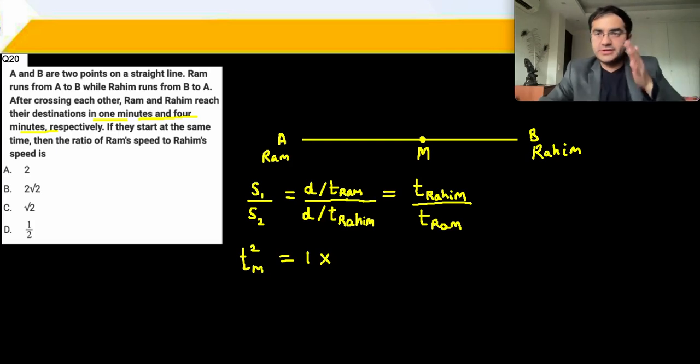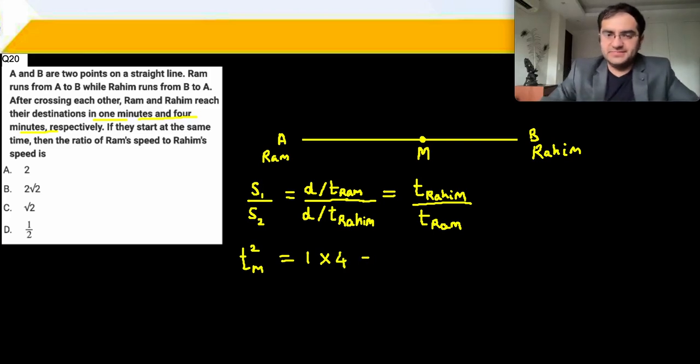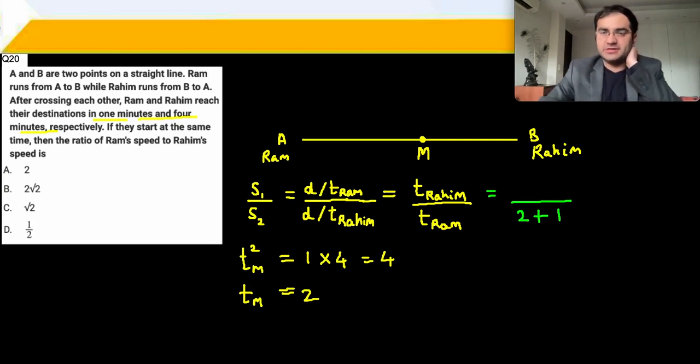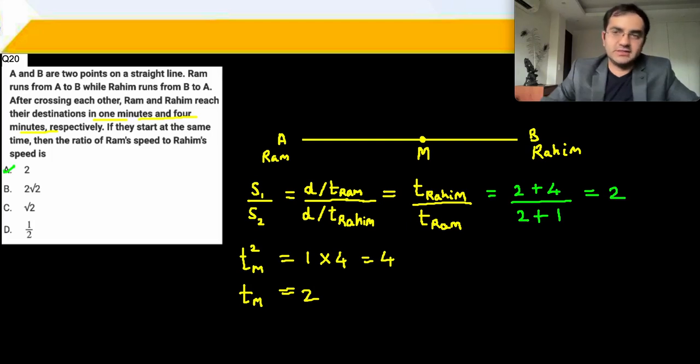What are T1 T2? T1 T2 is time taken after meeting. After meeting, they took 1 minute and 4 minutes respectively. That's 4. So time taken to meet each other is 2. Okay? So now let's calculate our answer. What is the time taken by Ram? To meet 2 minutes, after meeting 1 minute. By Rahim, to meet 2 minutes, after meeting 4 minutes. 6 upon 3, 2 is the right answer. Answer is A part for this question.